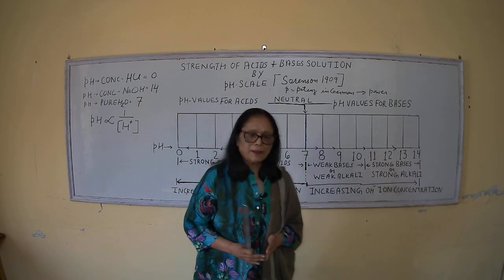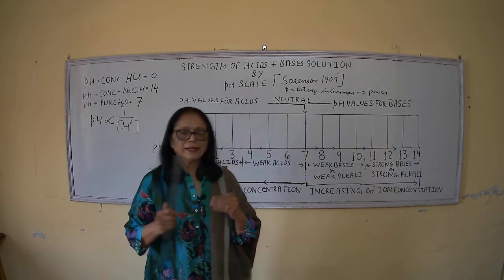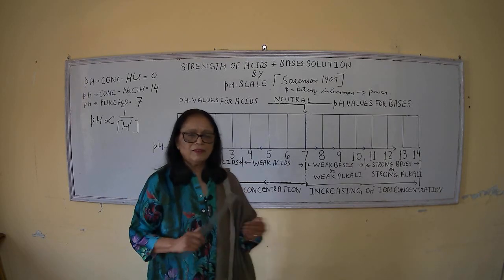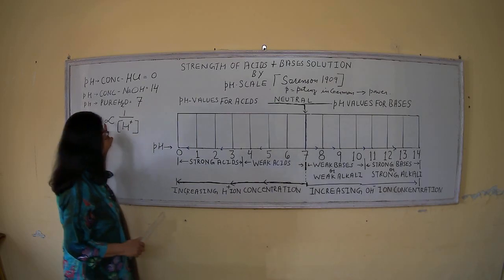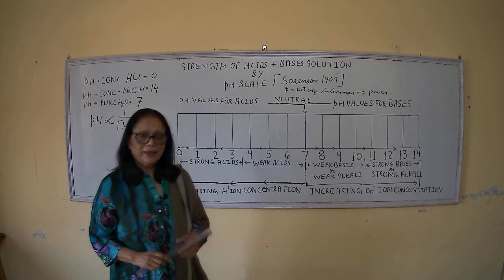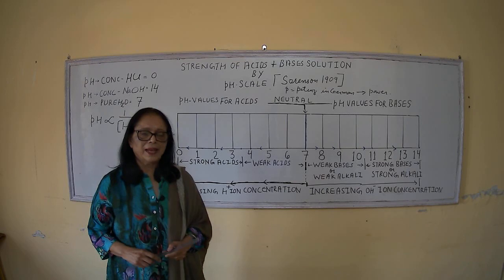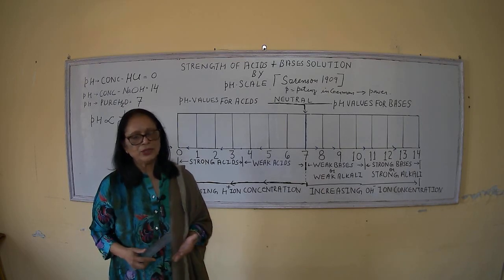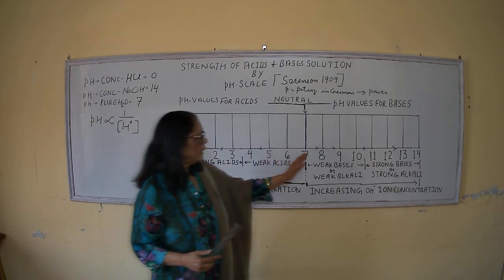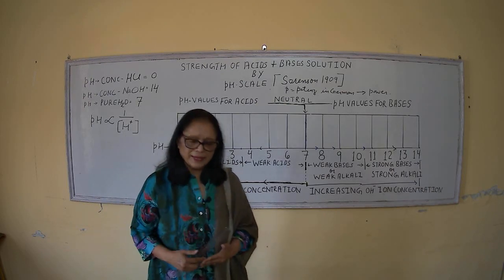So the summary is that the concentration of hydrogen ion increases by decreasing the pH value, because they have an inversely proportional relation. pH is inversely proportional to hydrogen ion concentration. If you decrease the pH value, the concentration of hydrogen ion will increase and your solution will be more and more acidic. If you increase the pH value like 8 to 14, the concentration of hydrogen ion will decrease.